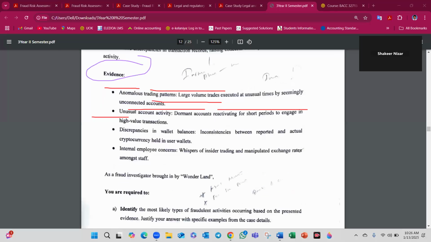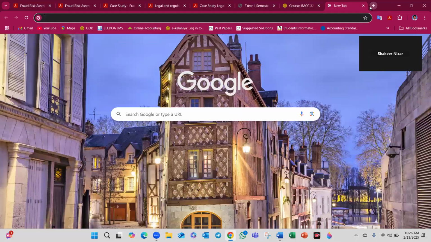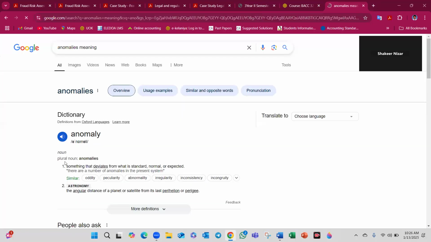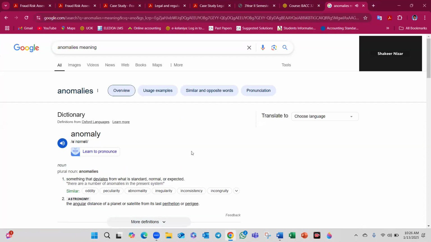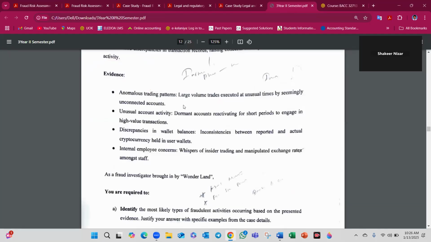Anomalies, meaning something that deviates from the standard, normal, expected. It means abnormal things, right? Anomalies in trading patterns. Anomalies: a large volume of trades executed at unusual times by seemingly unconnected accounts.